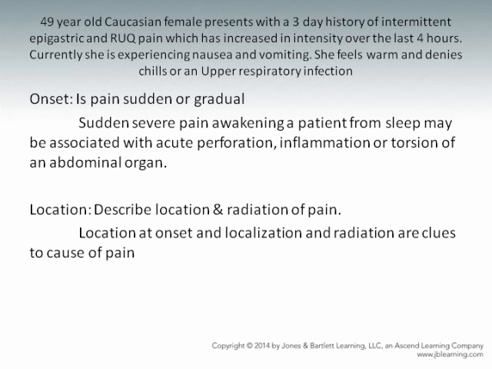So a 49-year-old Caucasian female presents with a 3-day history of intermittent epigastric and right upper quadrant pain, which has increased in intensity over the last 4 hours. Currently, she's experiencing nausea and vomiting. She feels warm and denies chills or an upper respiratory infection. So the first thing you have to think about is what organs are in the epigastric region and in the right upper quadrant region.